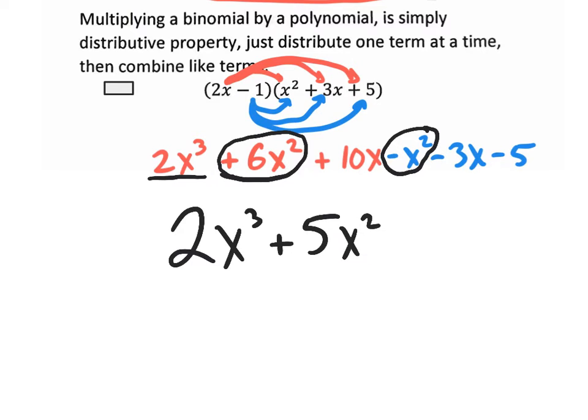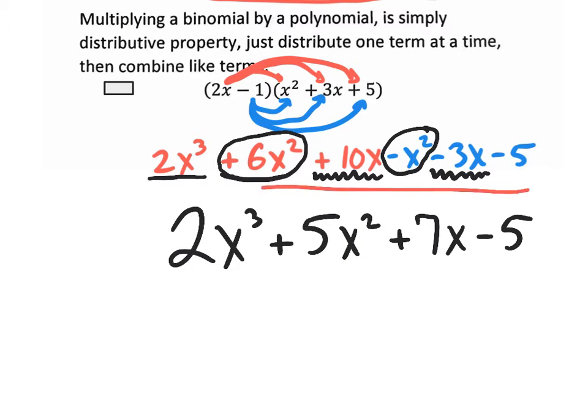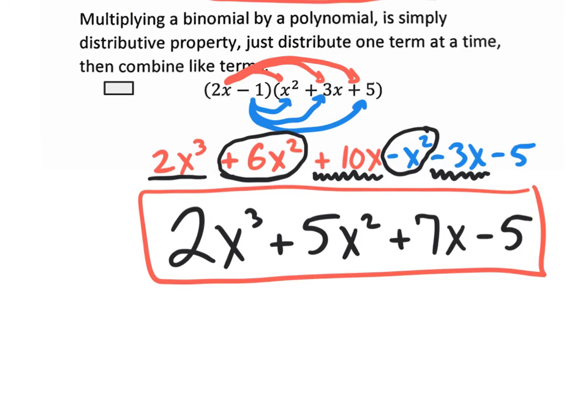And the next terms are going to be the 10x with the minus 3x, like terms. X's with x's, x squares with x squares, numbers with numbers. So 10x, take away 3x. What do I end up with? Plus 7x. That's right. And the last number, my constant, that just stays the same. The -5 comes down. So here's my answer. Anybody want to classify it just for fun?